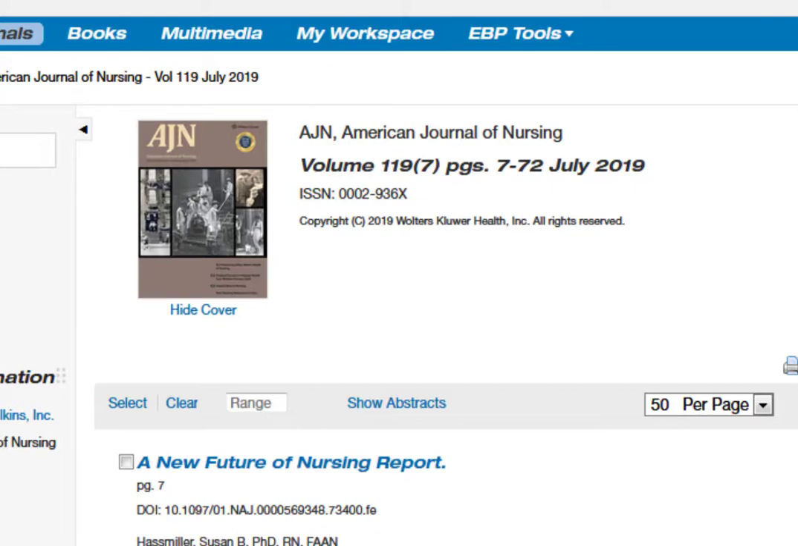As a nursing student, you will often be asked to find peer-reviewed or scholarly articles. Sometimes you will need a particular type of article, such as a research article or a systematic review. Do you know how to recognize these types of articles?